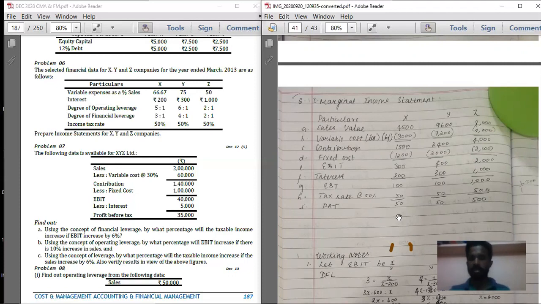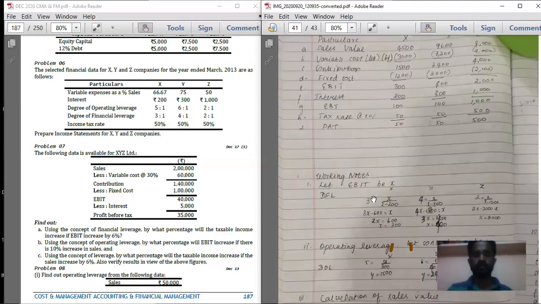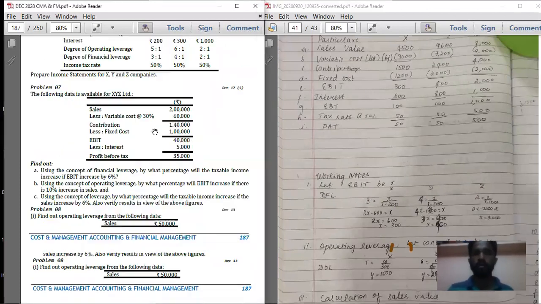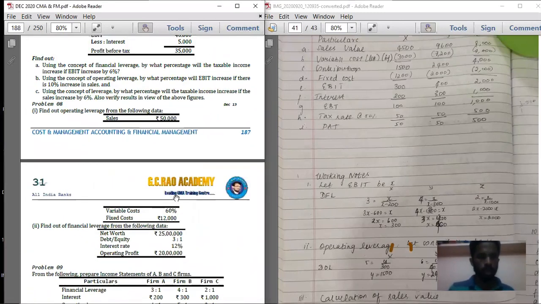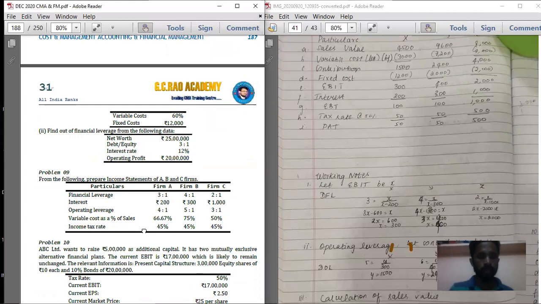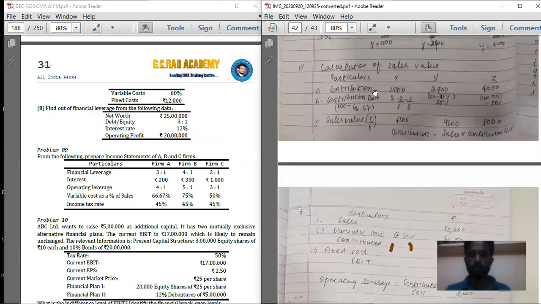Very easy concept. But the thing is, it will take time to do the problem. Okay, with this problem number 6 is over. So one more thing I should tell you. Problem number 6 and problem number 9 are same. So problem number 9 is your homework. You just do it on your own.